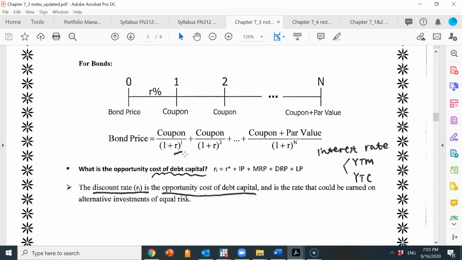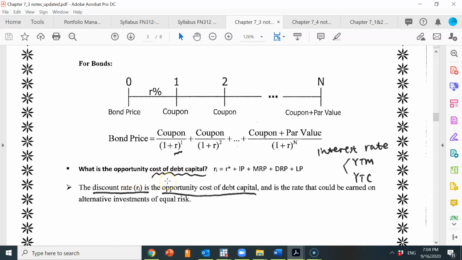The discount rate, of course, depends on what time you are getting this cash flow. For the coupon at the end of the first year, we divide by 1 plus R, 1 plus the interest rate, to the power of 1. For the coupon we're receiving at the end of year 2, we discount by 1 plus R to the power of 2. The last coupon actually occurs at the same time as the par value, so we can add them together and divide by 1 plus the interest rate to the power of N. This gives us the bond price. We're just discounting an ordinary annuity, the coupon payments, plus a lump sum, the par value, in the end.